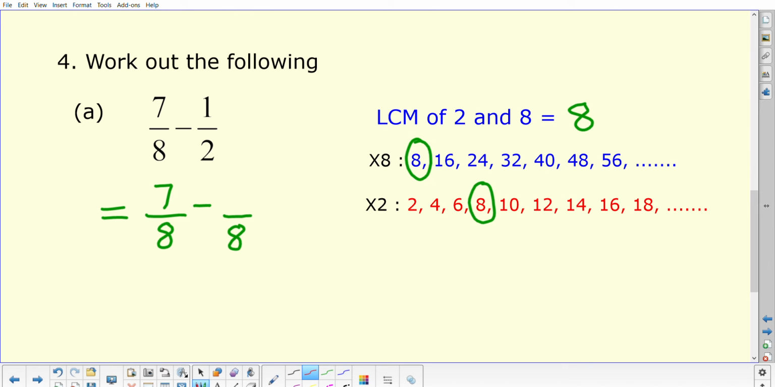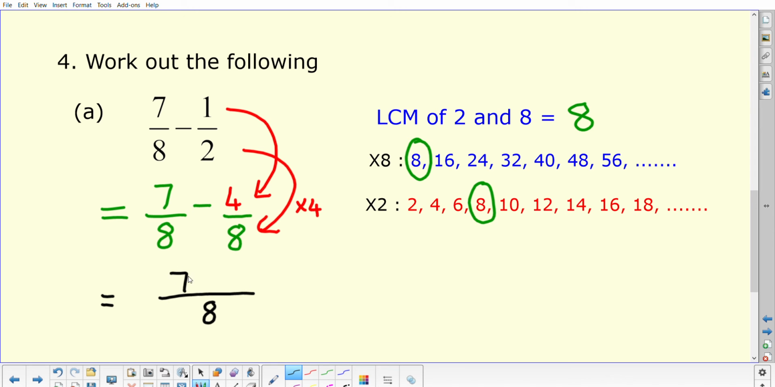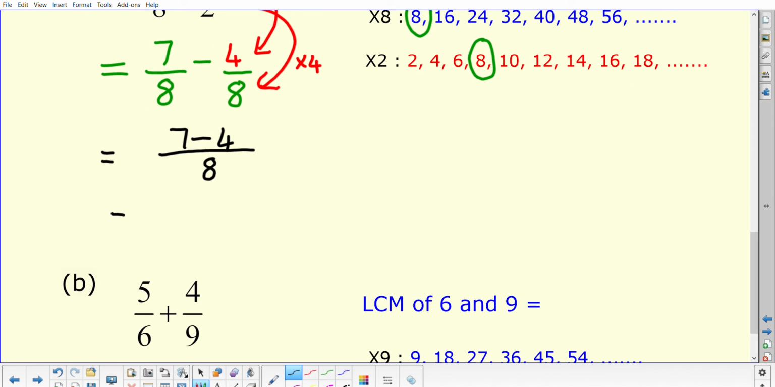However, this one here, because you've changed the 2 from the bottom number into 8 by multiplying by 4, you also need to change the top number in the same way, so multiplying by 4 as well. So a half is the equivalent fraction to 4 over 8. Now that the bottom numbers are the same, it's a case of subtracting those top numbers. So you're just going to be doing 7 take away 4 to get your answer of 3/8.